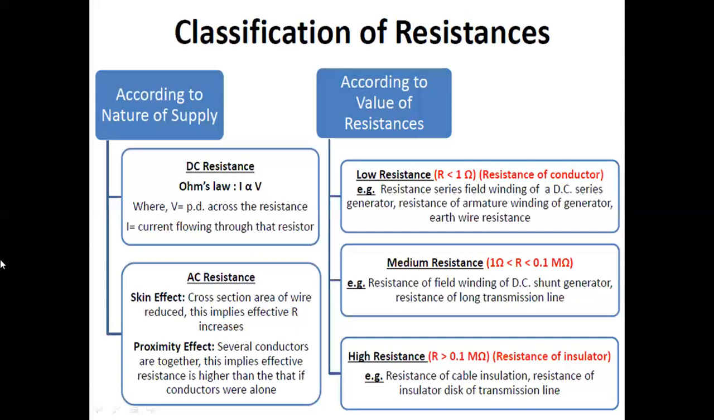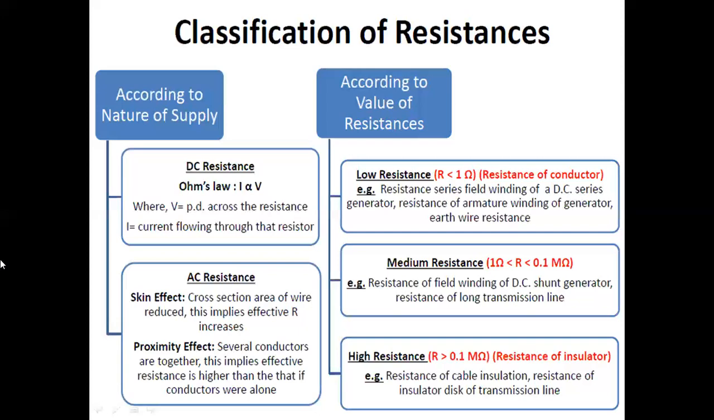Now, when we need to measure the actual value of the resistance, we need to choose the proper method. To choose the proper method to measure the actual value of the resistance, there are mainly three types of resistances. Depending upon the value of the resistance, there are three types: first one, low resistance; second one, medium resistance; and third one is high resistance.